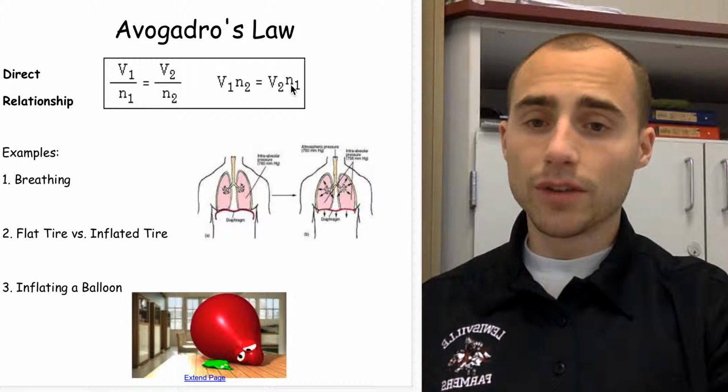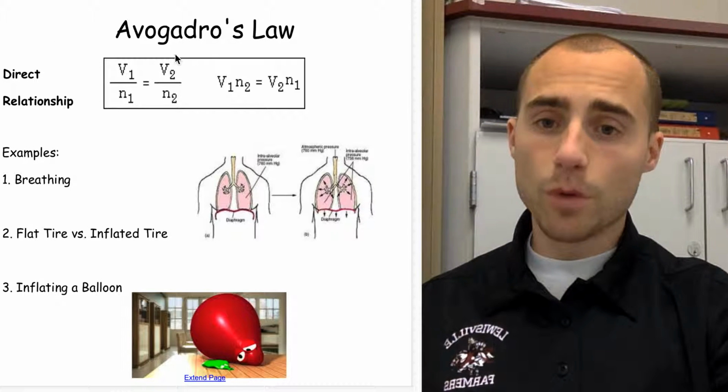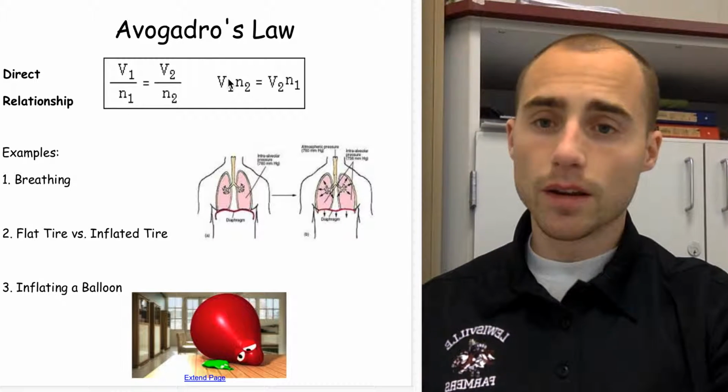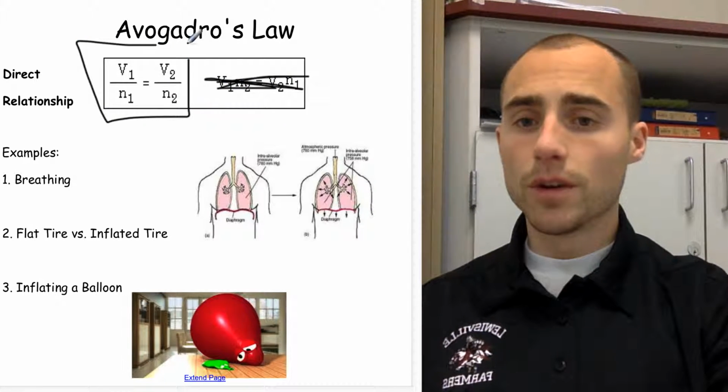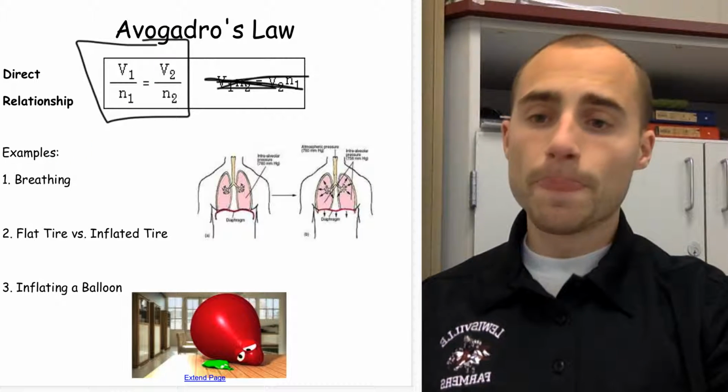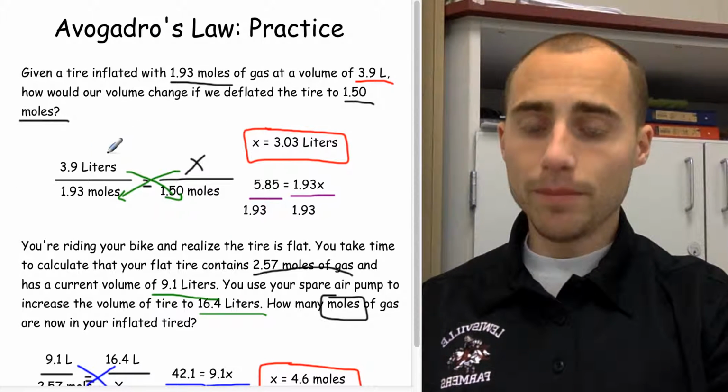Avogadro's law, direct relationship. Here is the formula that you would use right here. I wouldn't look so much at this one; that one can get kind of confusing. So we'll just stick to this one: V1 over N1 equals V2 over N2. Some examples of that on here.